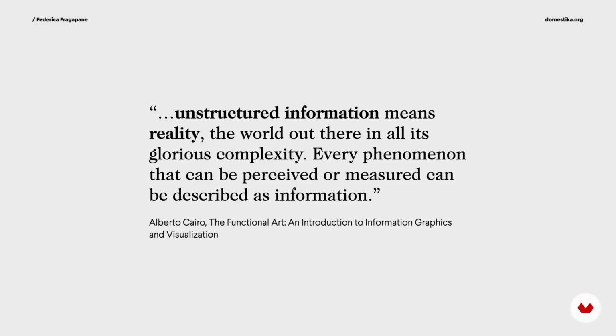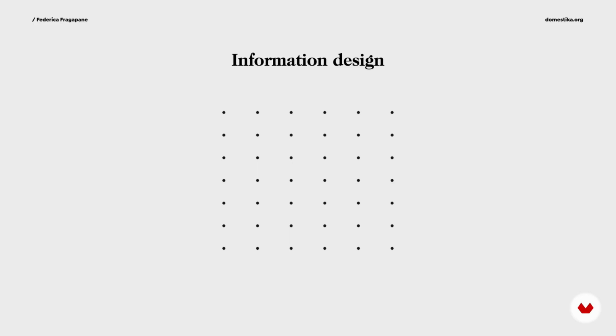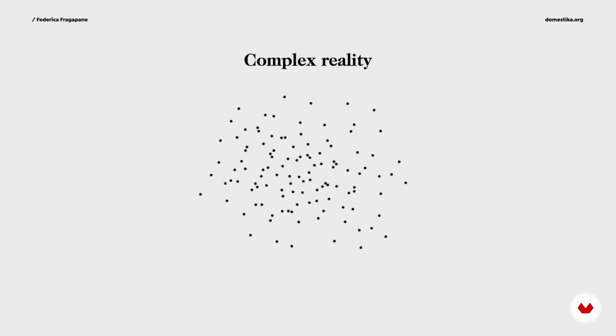We are surrounded by data and information. I want to quote Alberto Cairo. He's a journalist and designer and the Knight Chair in Visual Journalism at the School of Communication in Miami. "Unstructured information means reality, the world out there in all its glorious complexity. Every phenomenon that can be perceived or measured can be described as information. Information design aims at ordering this unstructured information." Giving a structured shape to data helps in understanding the complex reality behind them.